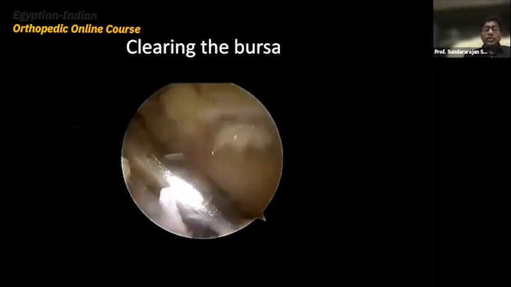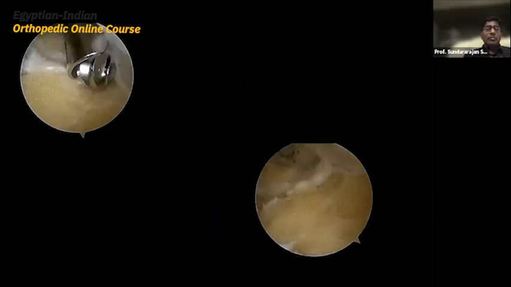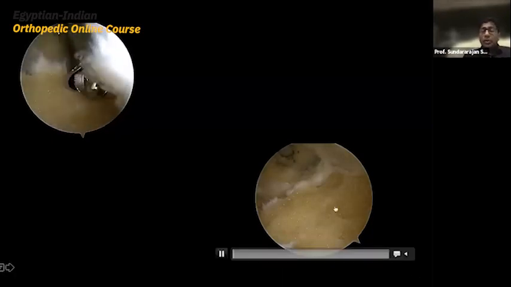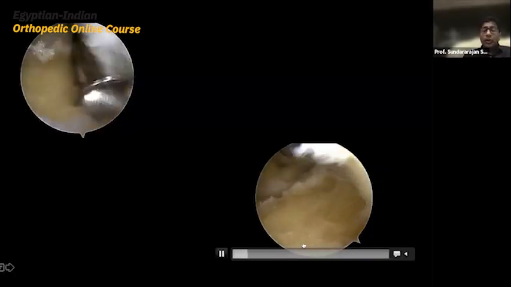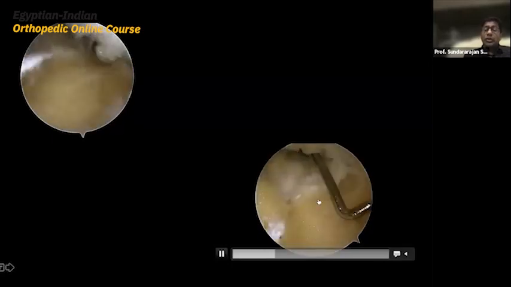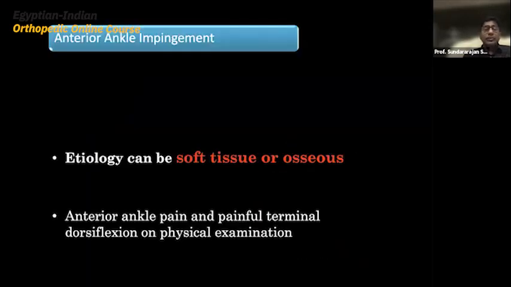So in this case, we can do an arthroscopy, and you can excise the bump by using the foraminal burr on both the medial and lateral side, by switching the scope on either side. And this is how you completely remove the whole Haglund's deformity and prevent the pressure of the tendo-Achilles over the Haglund's bump, which can relieve the pain for that particular patient.